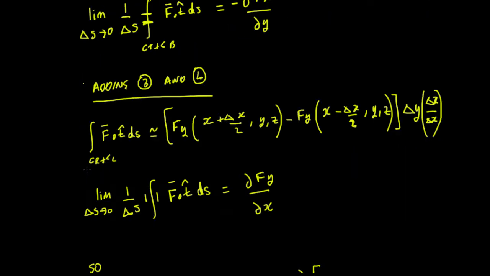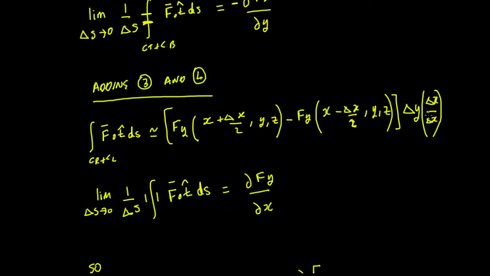Now we do the same thing with the second part. We add up the right and the left components. So we add the right and left components, and you end up with the fy component of our vector at x plus delta x, y, z minus fy of our component at x minus delta x upon 2, comma y, comma z, all times the length delta y.